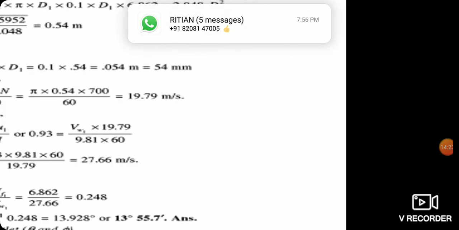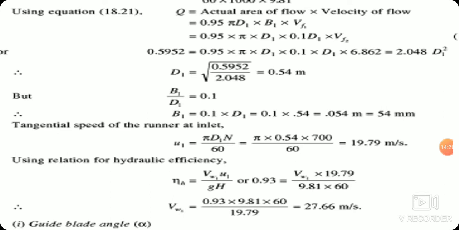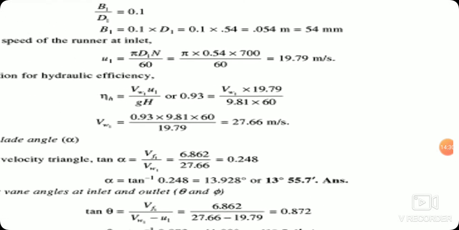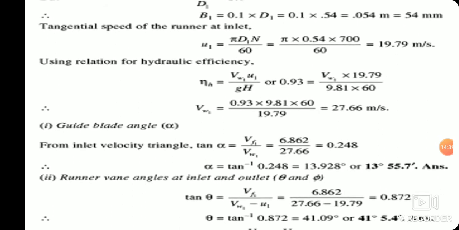GH head is there. Therefore here it is going to be pi VW1 u1 divided by GH. So eta hydraulic is given. Therefore VW1 we can calculate. So after calculation of that VW1, what they asked, now we can calculate one by one parameter.